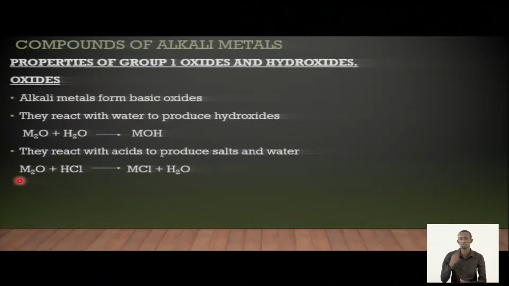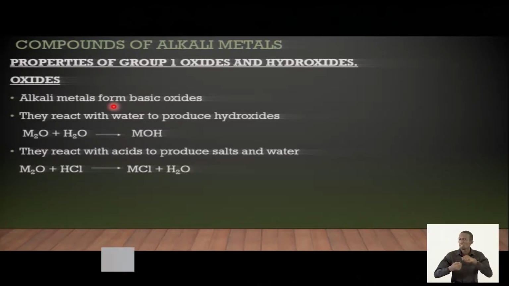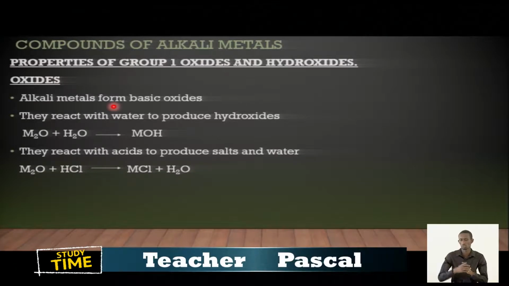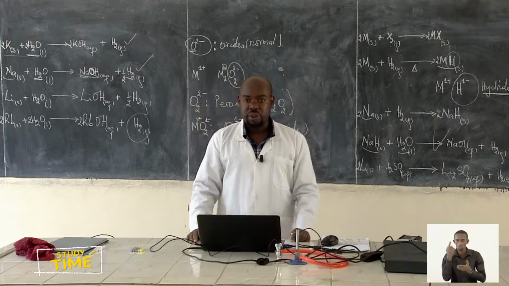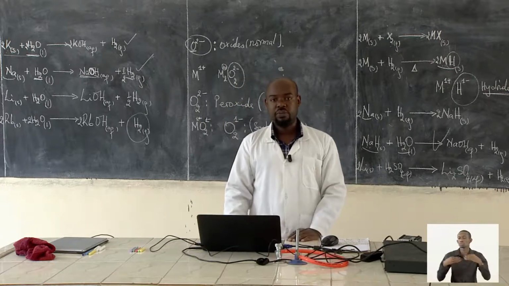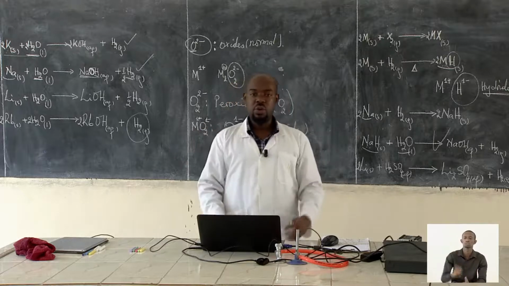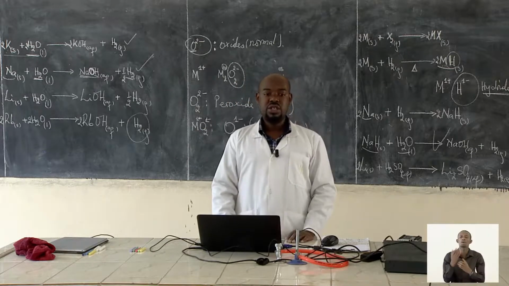We go to the next, compounds of alkali metals. It is the first part. We have some compounds like the oxides and the hydroxides. Let's start with the oxides. Alkali metals form basic oxides. You know, mostly metal oxides are basic. So being basic, you can deduce what will be their chemical properties. They can react with acids. When they react with water, they will produce basic solutions.